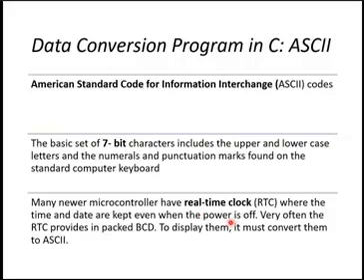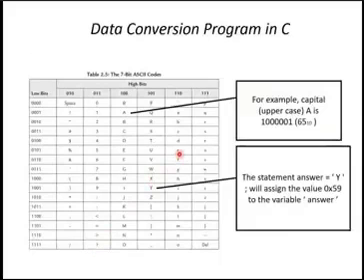So why do we need to do BCD? Because it is related to ASCII. ASCII stands for American Standard Code for Information Interchange. So what is ASCII and why ASCII? Its characteristic first: the base contains 7 bits, not 8 bits, a 7-bit character set, including upper and lower case letters and the numerals and punctuation marks found on the standard computer keyboard.